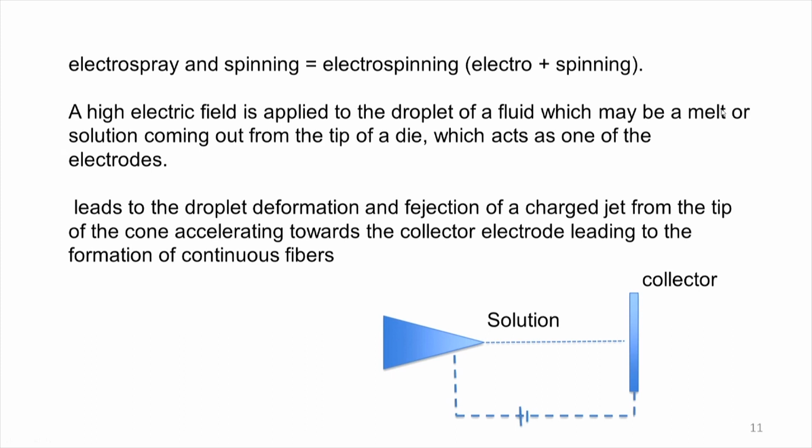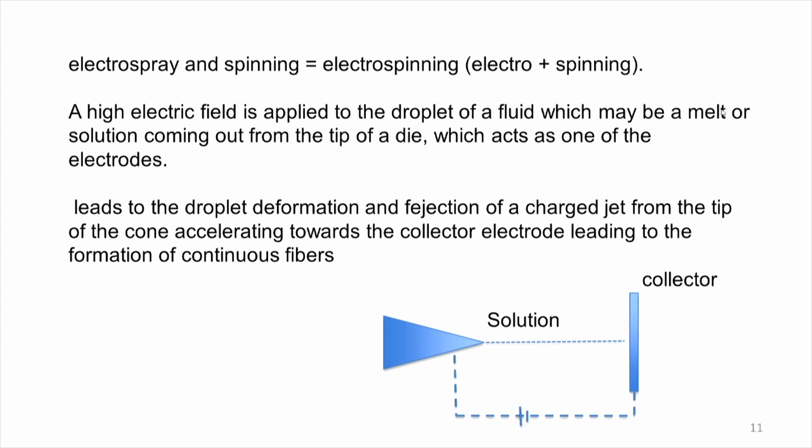So what do you do? You take the solution, the mixture of polymers, and then you force it through the nozzle, and then you apply a high electric field here. So you may have a melt or a solution coming out of the tip of the die, and it has charge. Then you apply another charge on the collector plate, okay, that leads to the droplet deformation and ejection of charged jet from the tip of the cone. So it gets accelerated towards the collector electrode, leading to the formation of continuous fiber.